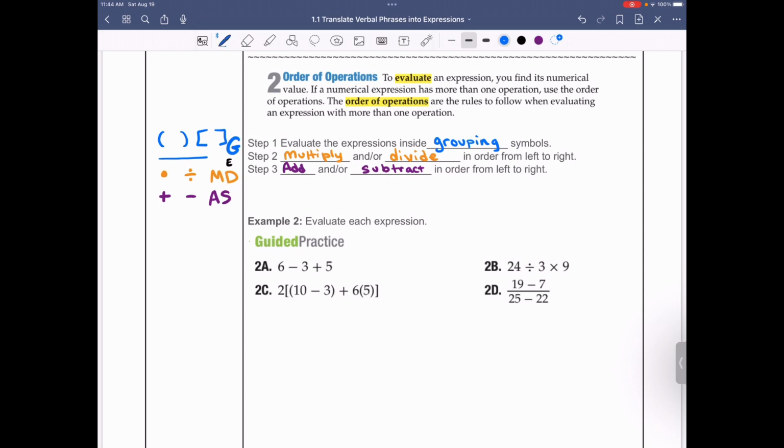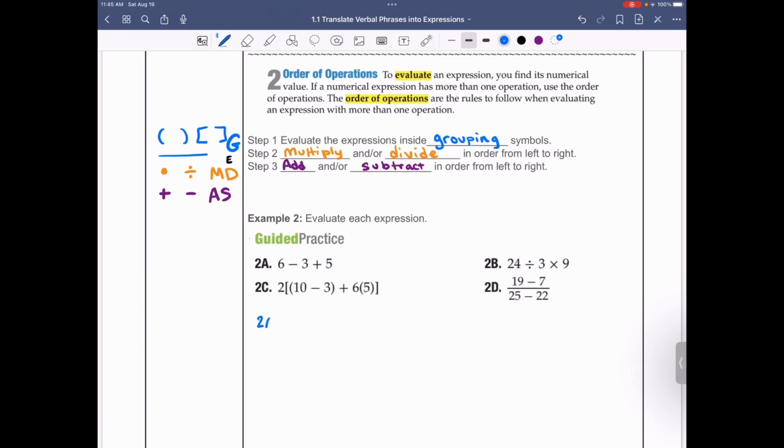Okay, let's do example 2, evaluate each expression. We're going to do 2A and 2C together, or I will do those two, and then we'll pause it to do 2B and 2D as a class. All right. In order from left to right, even though it says add and subtract in order from left to right, if subtraction comes in order from left to right, we'll do the subtraction first. So for 2A, we're going to subtract. I'm just going to rewrite the problem, and this is good practice for how I want your homework to look.